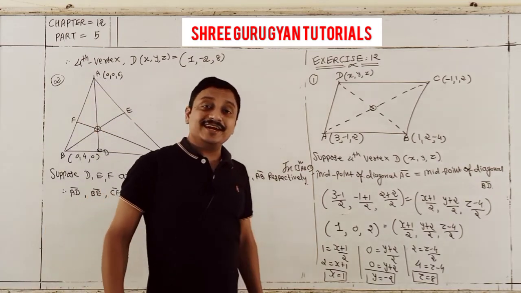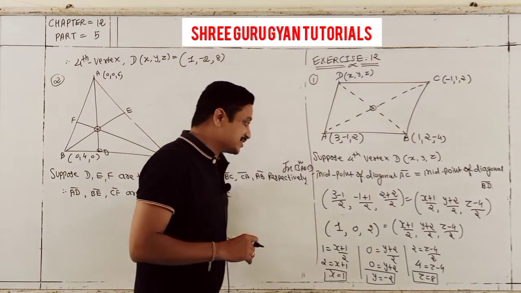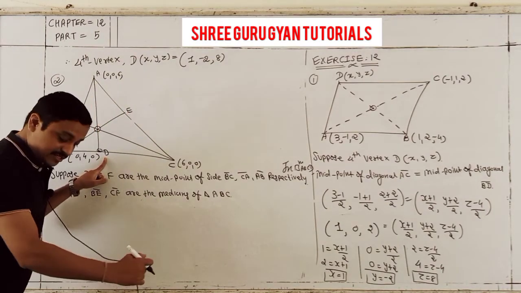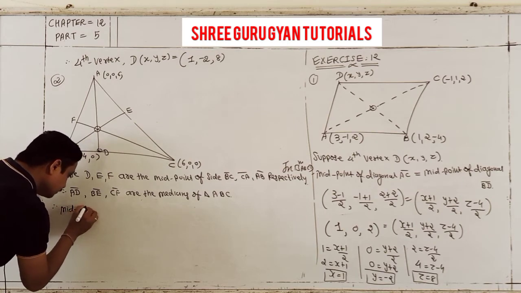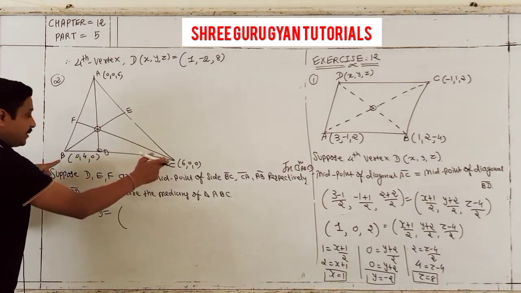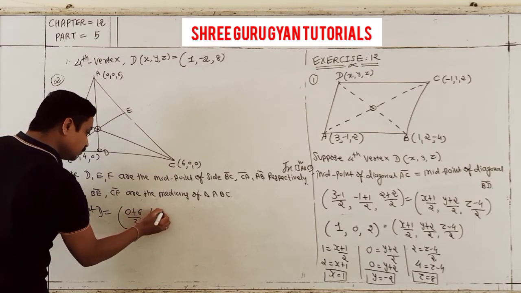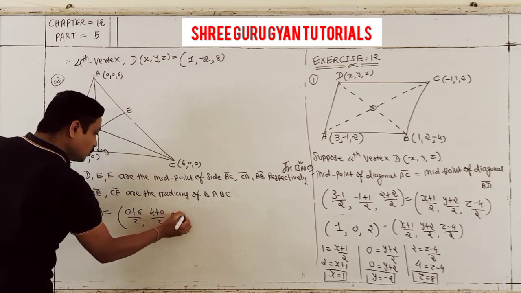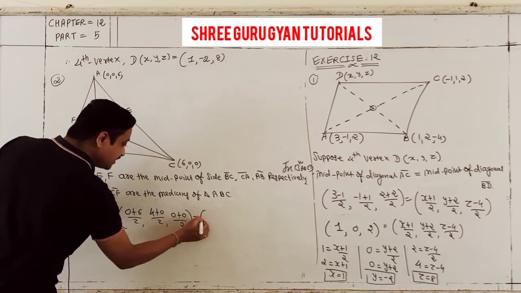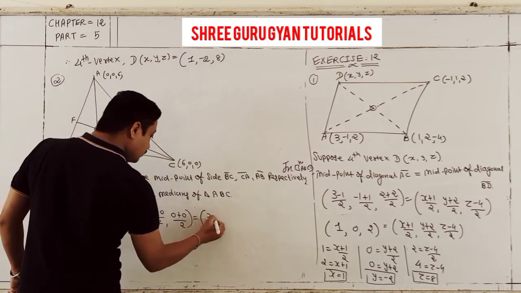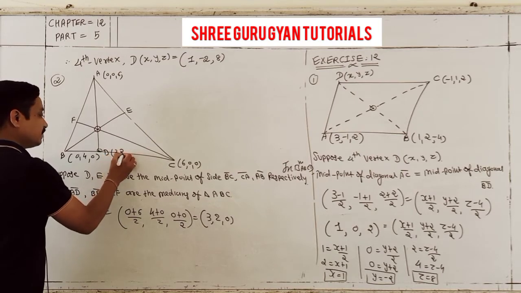Now the medians are ready. So students, I will find the midpoints first. I go to midpoint D and apply systematically. Therefore for midpoint D, simply apply the midpoint formula on BC: (0 + 6)/2, (4 + 0)/2, and (0 + 0)/2. And my answer is ready: here (3, 2, 0).